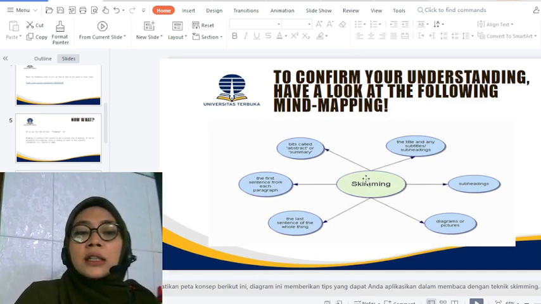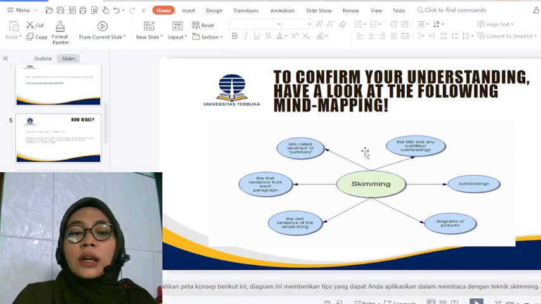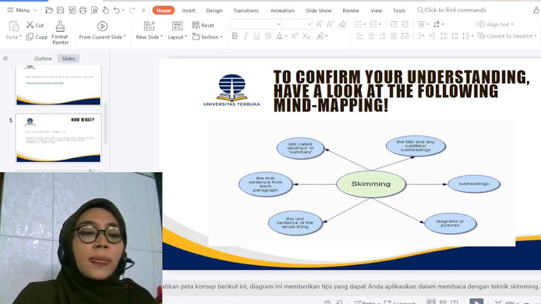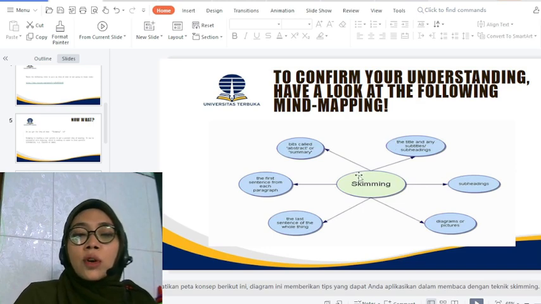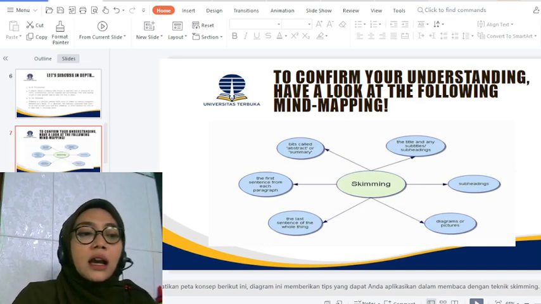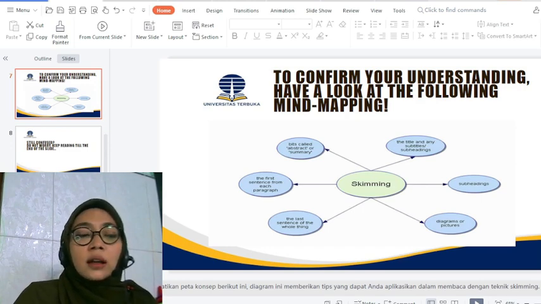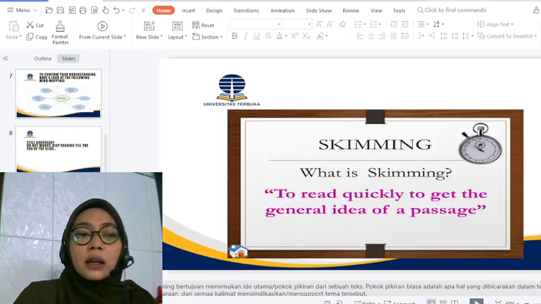By identifying several aspects in a text, you can easily get the main idea of a text. So you can do this also when you get the topic of reading for the gist. So this is a general explanation about skimming.